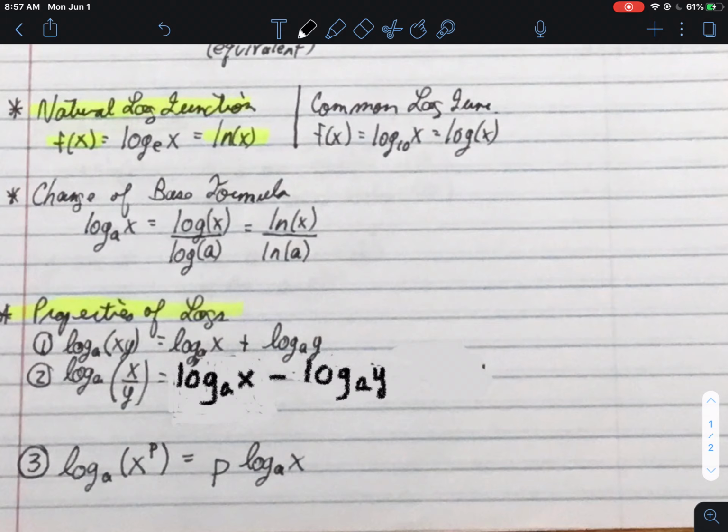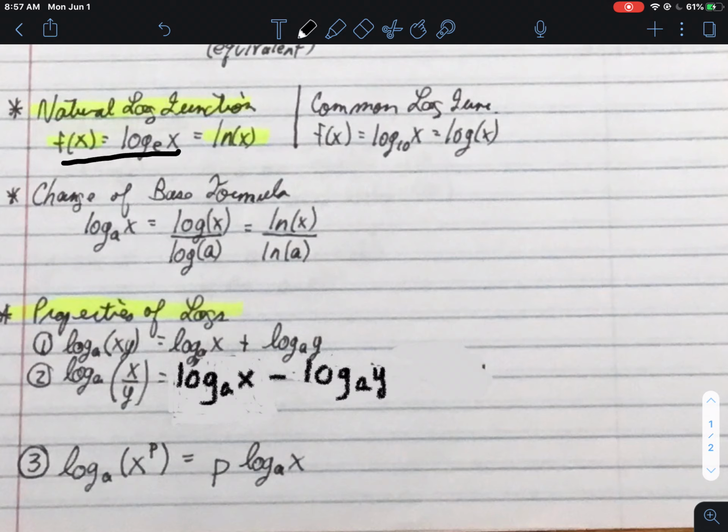Now, for log functions in the real world, in general, I would say 99.99% of every log function that you ever come across in a real world application situation involves one of two bases, either base e or base 10. There's that number e again, right? That natural base, that natural exponential function, f of x equals e to the x.